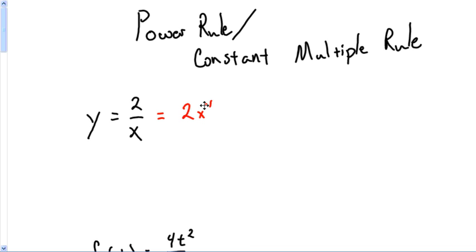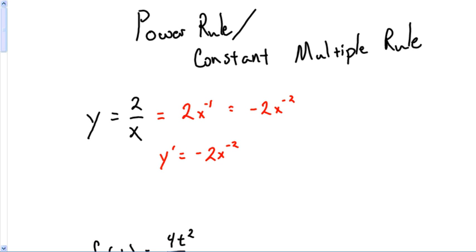Now you can just apply your power rule. So multiply by negative 1. So this would be negative 2x. Now subtract 1 from negative 1. Well, that gives us negative 2. Now that's the answer. That is a derivative. So we could say that y prime is equal to negative 2x to the negative 2.